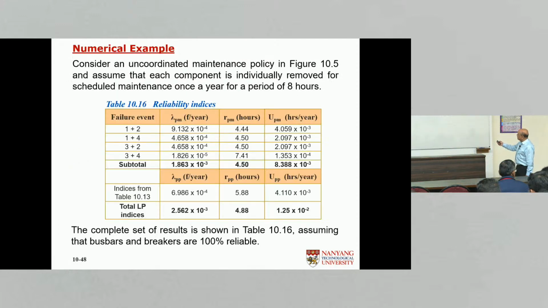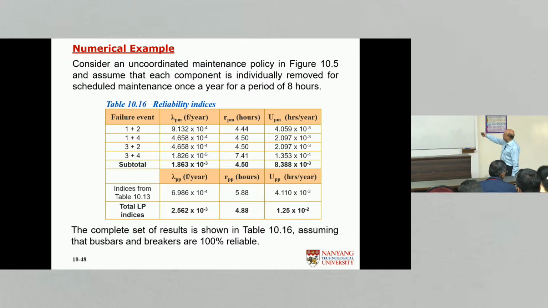So this is it. I have shown you the numerical example. The same example, assume that each component is individually removed for maintenance once a year. Once a year means lambda double prime is, what is lambda double prime? Once a year, what's the number? 1 maintenance outage per year. So lambda double prime is 1. And the maintenance time is 8 hours. I've just assumed those numbers. Lambda double prime is 1, R double prime is 8. And then we do all these calculations.